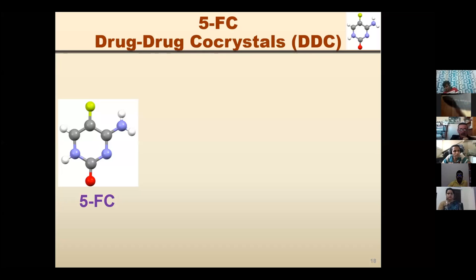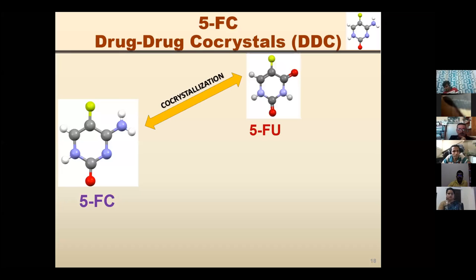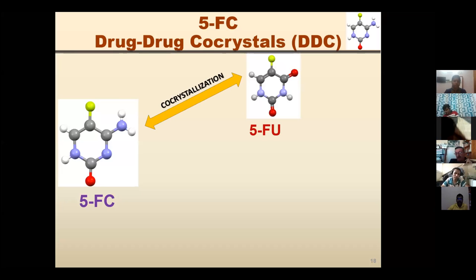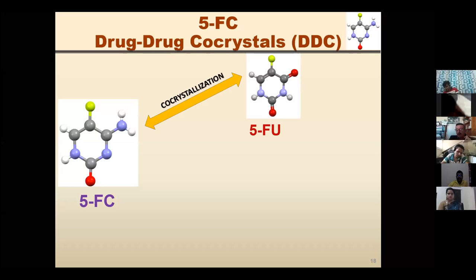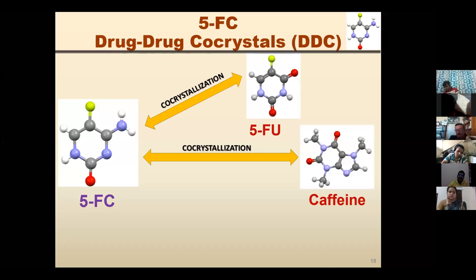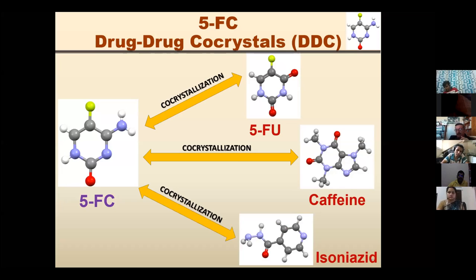So we do that, combining this 5FC, the 5-fluorocytosine, that is the drug for treatment, with caffeine, and also with isoniazid. Isoniazid is used for tuberculosis treatments. That's one of the main respiratory issues.